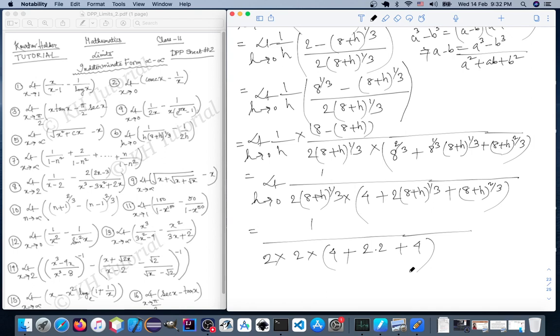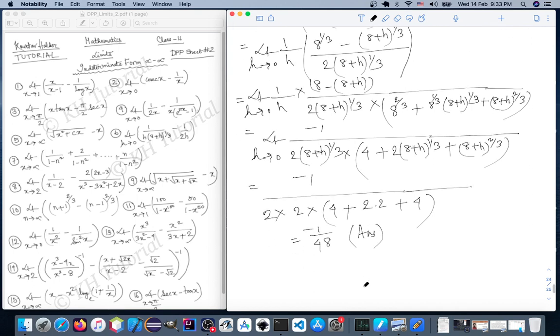4, 4, 4, 12, and over here 4. So this is 1 by 48, but the answer is minus 1 by 48. Where is the mistake? In the numerator, 8 minus 8, oh, it will be minus h. Okay, so it will be minus h, and when minus h cancels out with h, it becomes minus. Okay, minus 1 by 48 is the answer. Let's move to the next question.